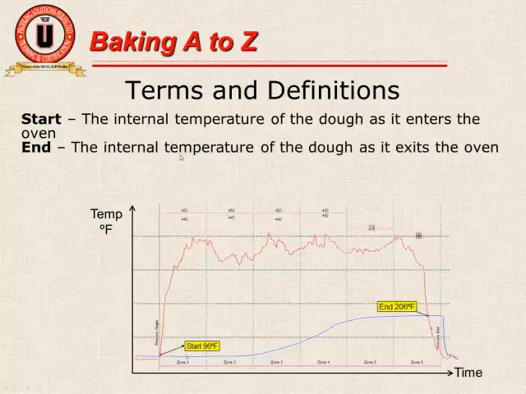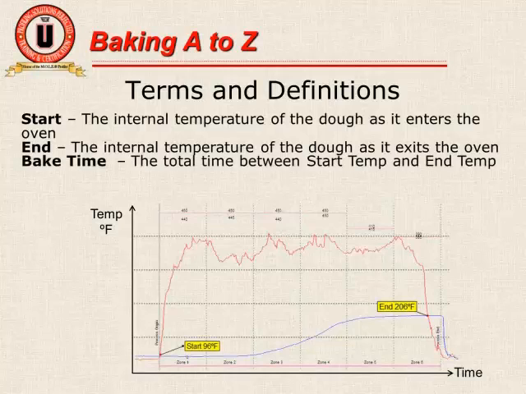End temperature. This is the internal temperature of the dough as it exits the oven. And then finally, the bake time, the total time, believe it or not, between the start temp and the end temp. That is the ultimate bake time.